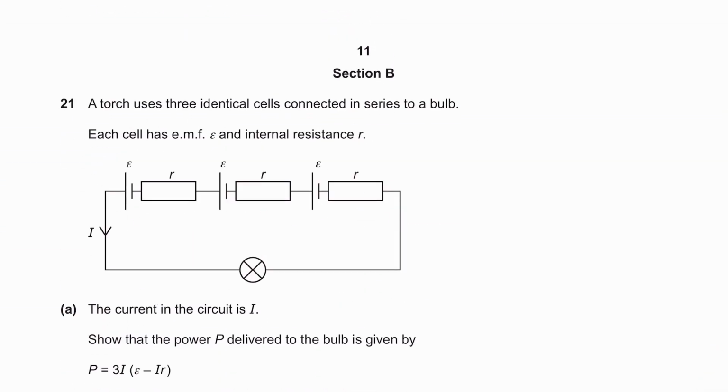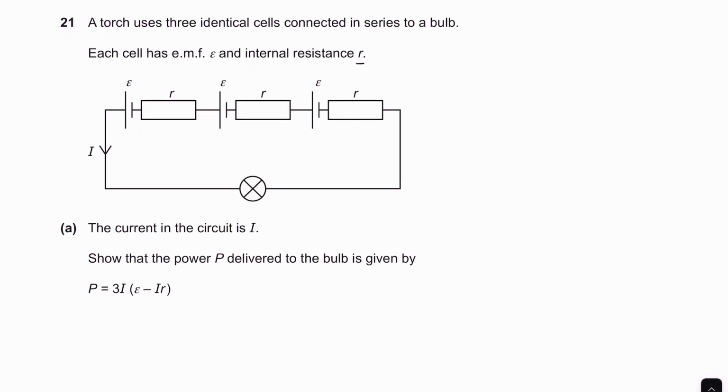Let's move on to section B now. Question number 21 states that a torch uses 3 identical cells connected in series to a bulb. Each cell has an EMF and internal resistance of R, and the current in the circuit is I. We need to show that the power delivered to the bulb is given by this equation here. Okay, so let's start with the most basic.